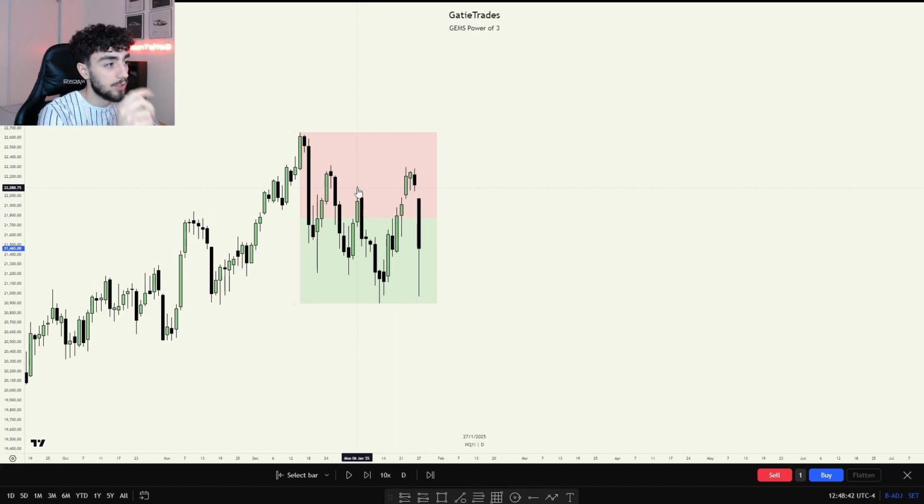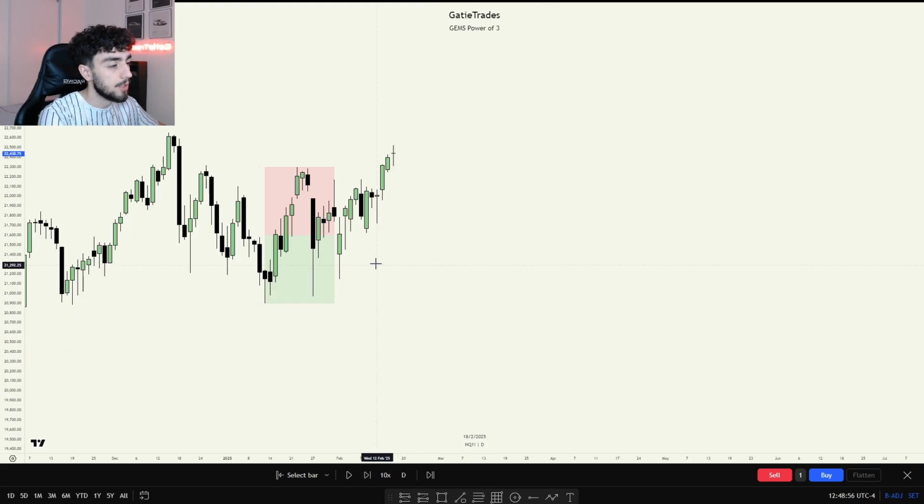However, now you can see we took out this most recent high. So now the dealing range has changed. This is your current dealing range. This is your most recent low and most recent high taken. And then we can see what happens here. We end up going into consolidation.